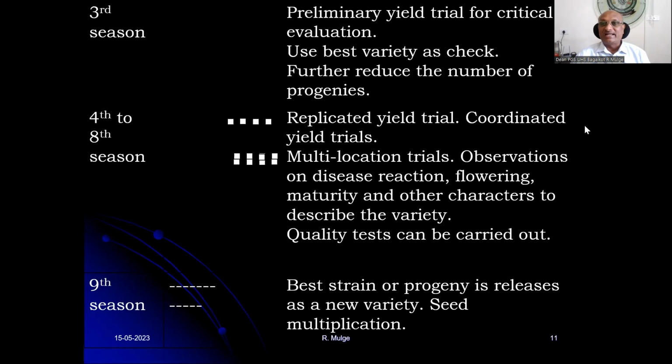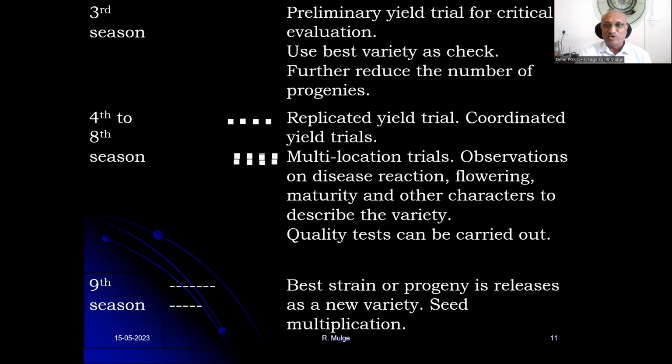Then the coordinated yield trial, you are giving it to the different stations and you are getting the information. Or multi-location trials, coordinated yield trials, multi-location trials, you have to do from the 4th to the 8th. So that means regularly, repeatedly, the selected few varieties are assessed here, right? So observations on disease reaction, you have to take flowering, maturity, and other characters. At the time of release, you need all these characters. Now you have reduced the number. The varieties should be very few to go finally, 4 or 5, right?